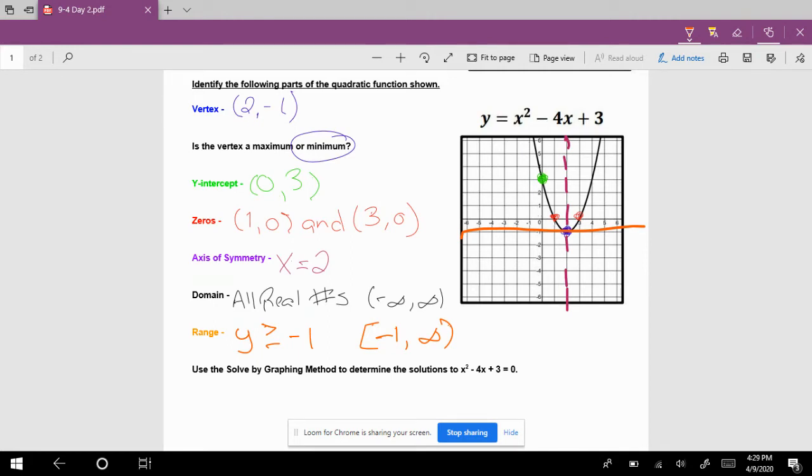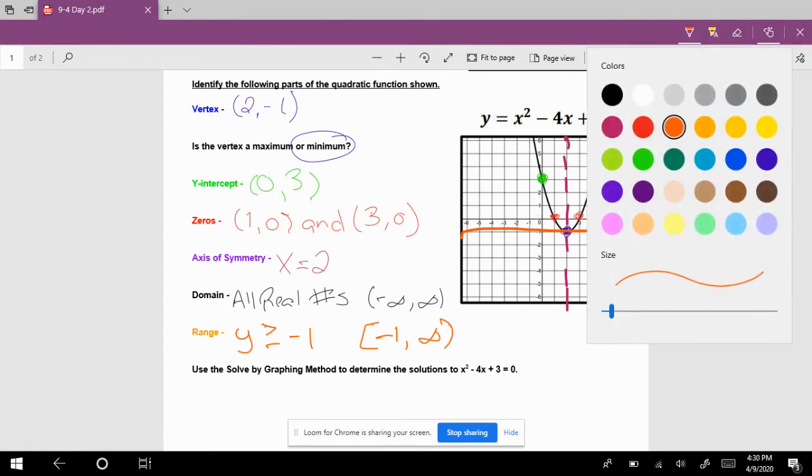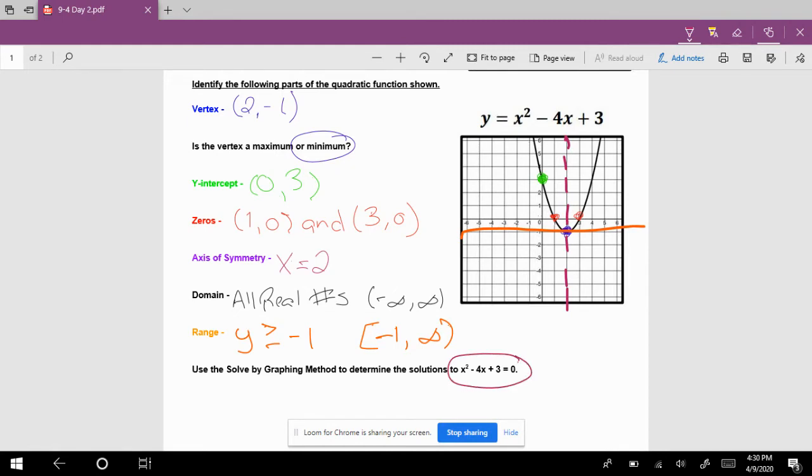Okay. Last part of this one is use the solve by graphing method to determine the solutions of x squared minus 4x plus 3. Well, notice this right here is the same thing as up here, only it's equal to 0. And again, if we're going to solve by graphing, if it's equal to 0, we are looking at our x-intercepts. So for this problem, we'd be looking at x equals 1 and x equals 3, which is exactly what we did in the problem above, right? We're just reviewing it one more time.